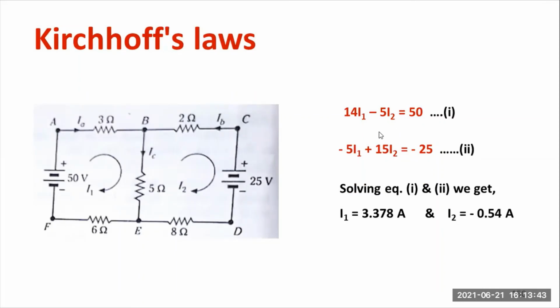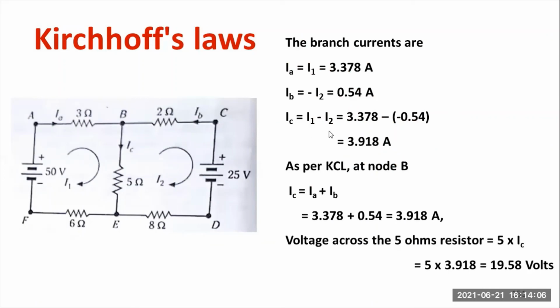Framing the matrix, you can calculate I1 equal to delta 1 by delta, and I2 equal to delta 2 by delta. I get I1 equal to 3.378 and I2 equal to minus 0.54, so the direction of current is different. If you apply KCL, IC is equal to I1 minus I2. I1 minus of minus 0.54 becomes plus 0.54, so the final answer is 3.912. This is the current flowing through this particular branch.